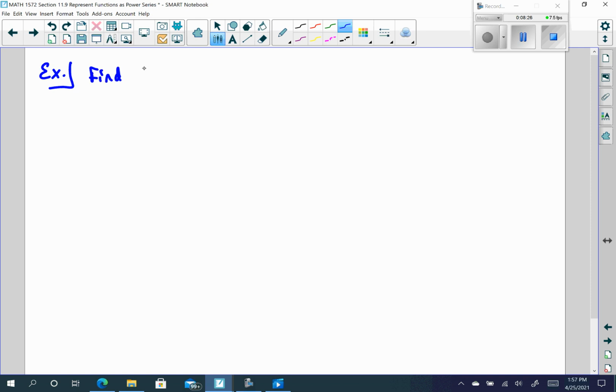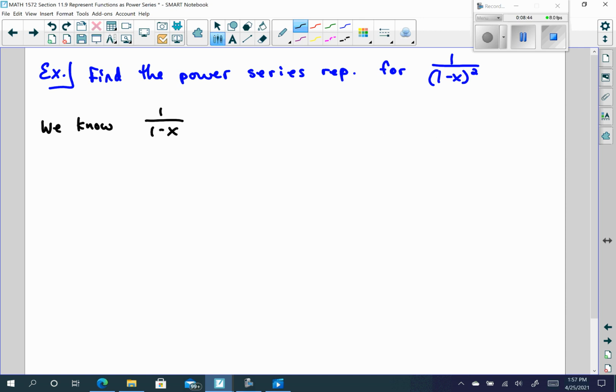All right, so let's go ahead and find the power series representation for 1 over 1 minus x squared. So we know, because there's a minus here, I'm going to go back to the 1 over 1 minus x. We know that that's equal to the sum as n goes from 0 to infinity of x to the power of n. So our question is, what could we do to try to get this format? Could we take the derivative of this, or should we integrate this?